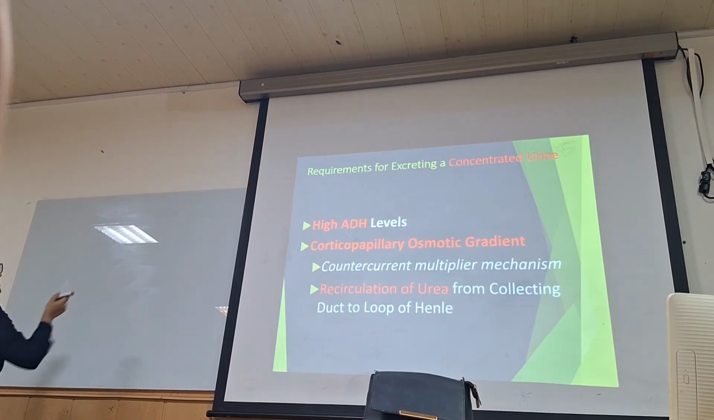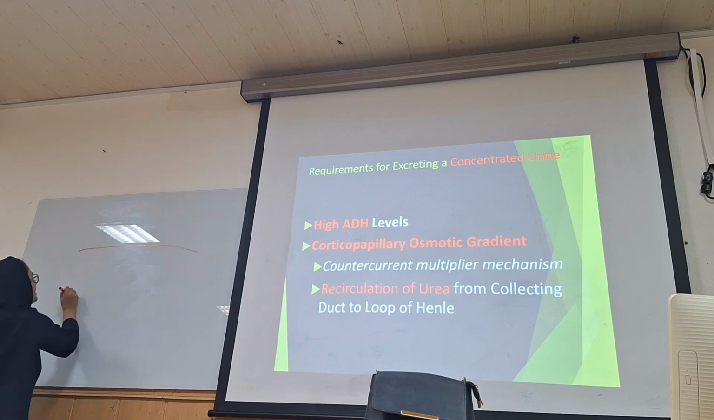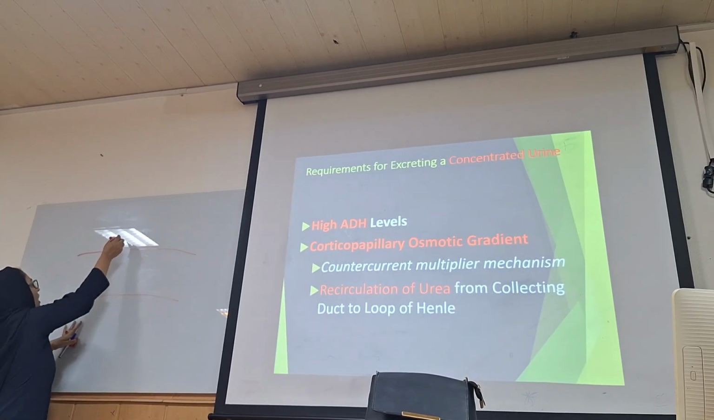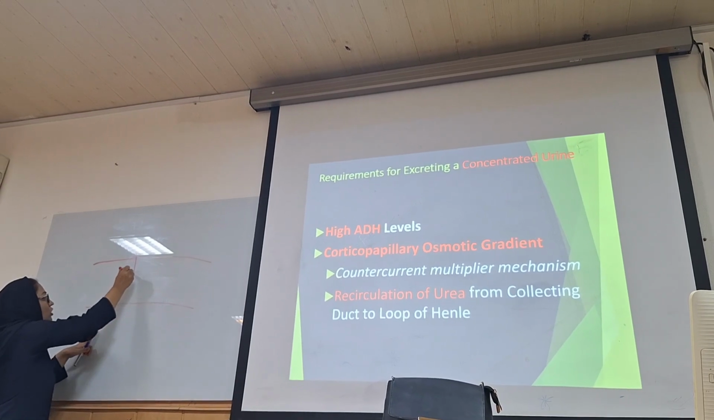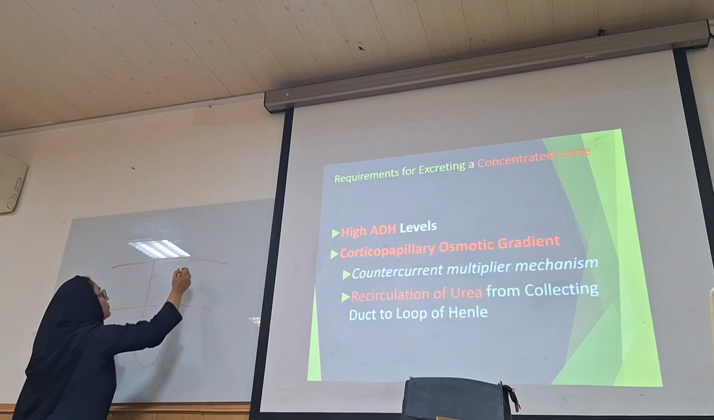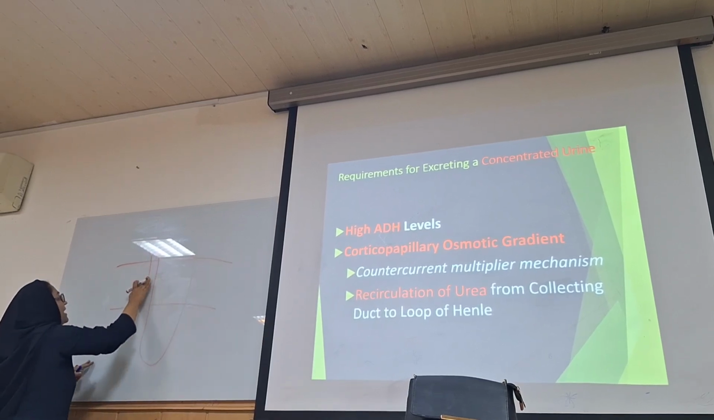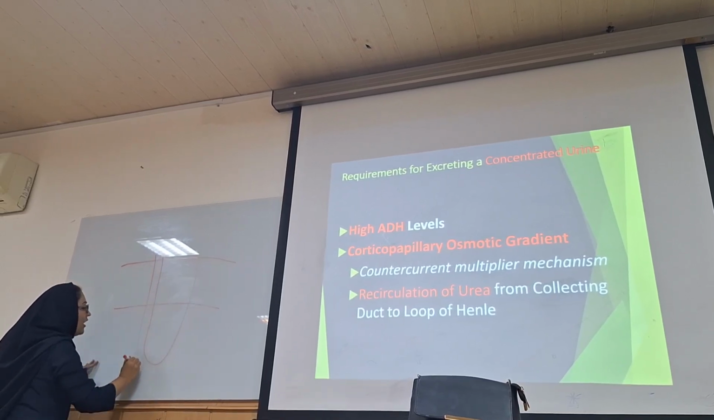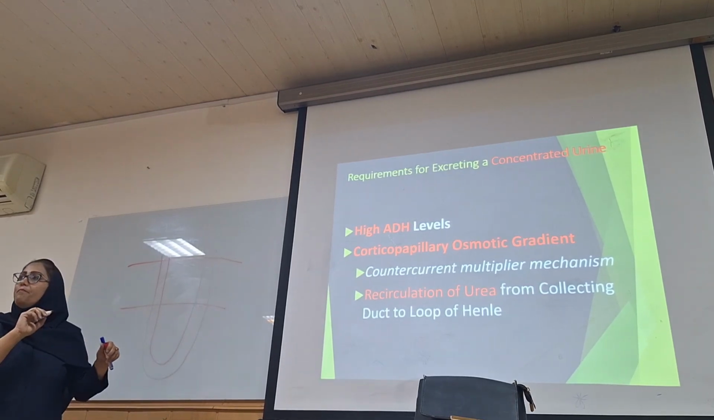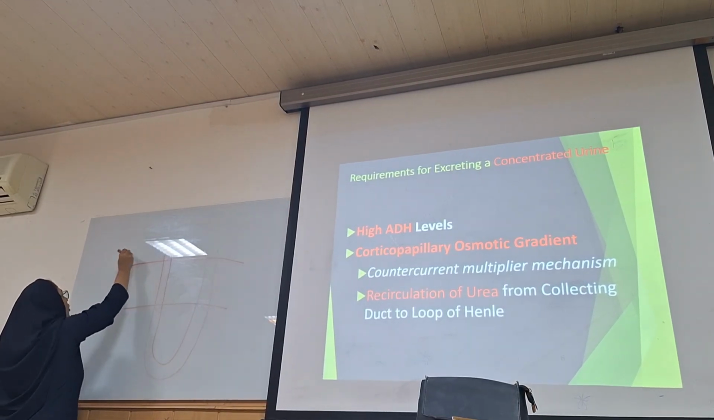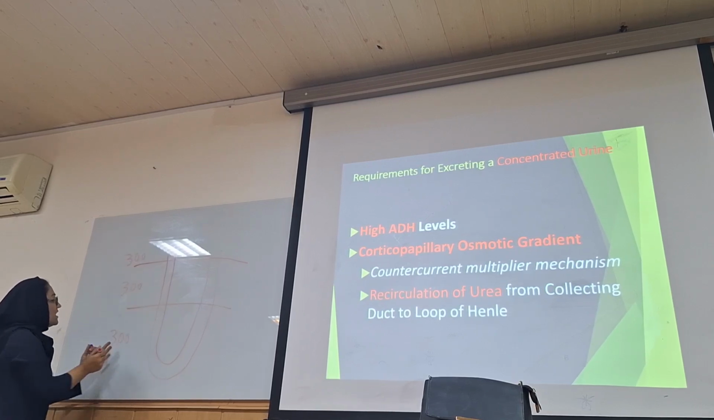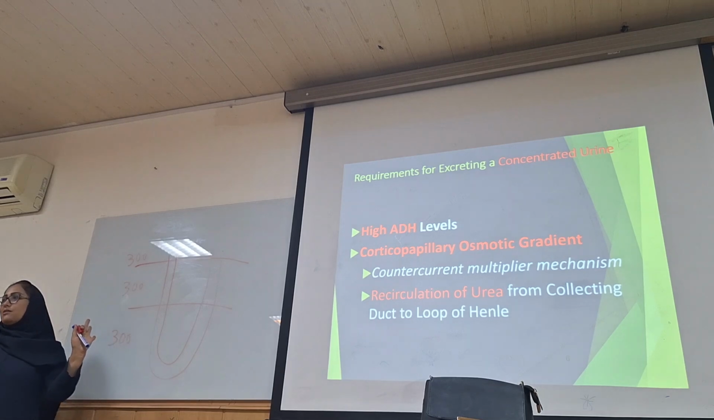Pay attention, please. Again, cortex, outer medulla, and inner medulla. I want to draw just the loop of Henle in order to explain the countercurrent multiplier mechanism. Suppose that all parts of the interstitial fluid are isoosmotic with plasma.